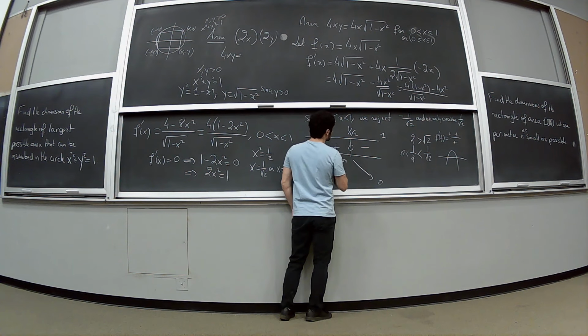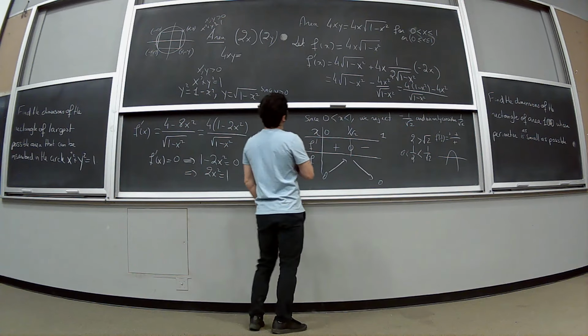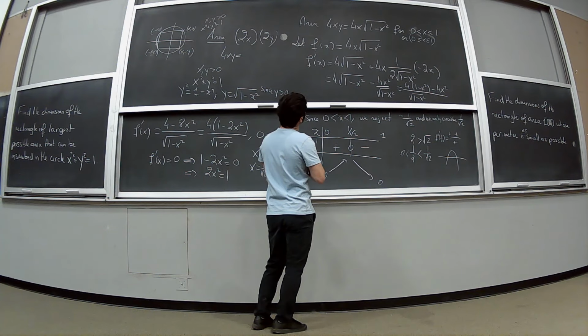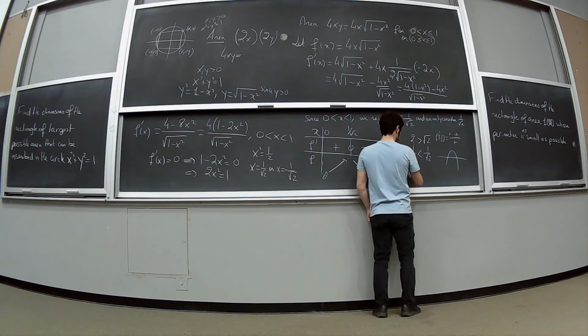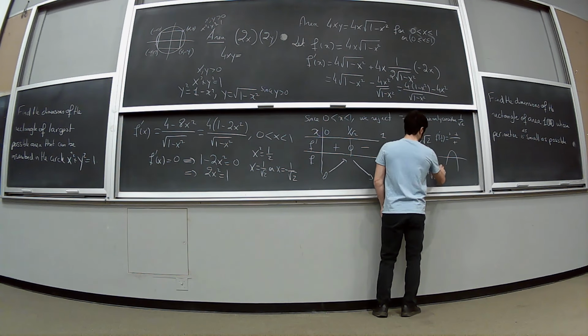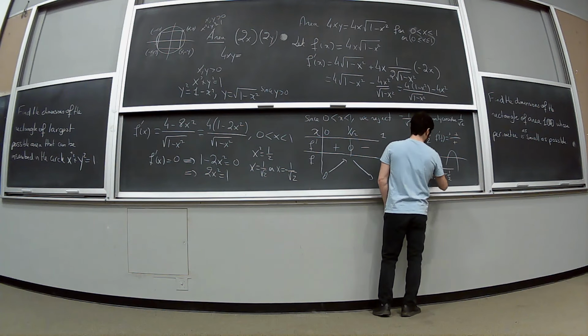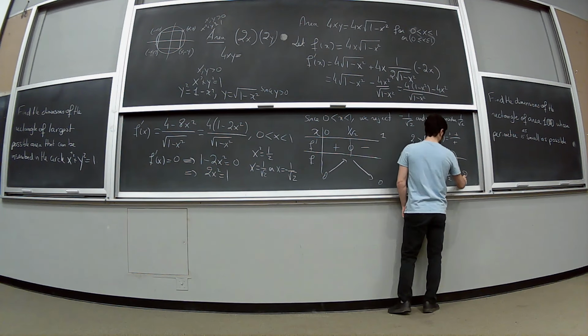Goes down. Now, what's f of 1 over root 2? F of 1 over root 2 is 4 times 1 over root 2 times the square root of 1 minus 1/2. So what do you get? 4 over 2, so you get 2.